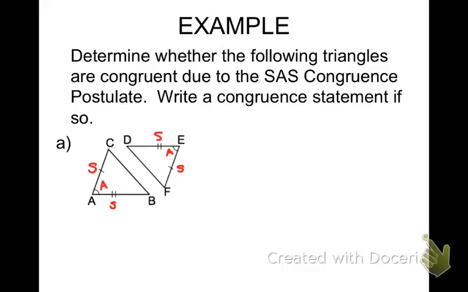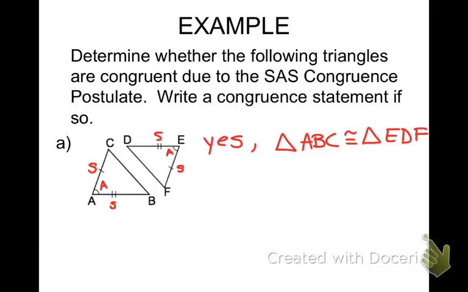So, what do we have? Do we have side angle side? Yes, so we do. Write a congruent statement. So, triangle ABC is congruent to, what would match up with A on the other side? E, good. And then B matches up with, not F, D, and then C matches up with F. Good.